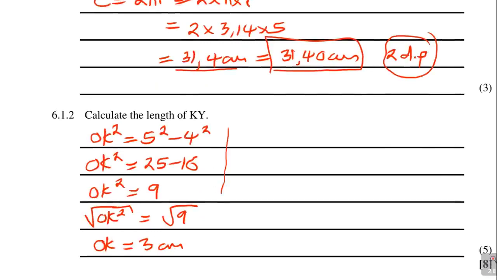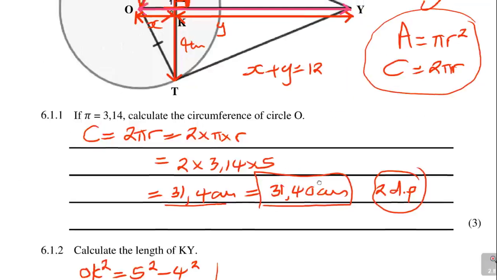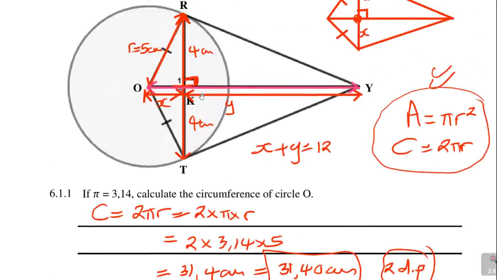But guys, that's not the end. You just found OK from here to here. Let me erase here. There is the K. You just found OK. But we know OY is 12. So you just subtract. Remember, KY is the bigger one: OY minus OK. Do you see what I'm trying to say?